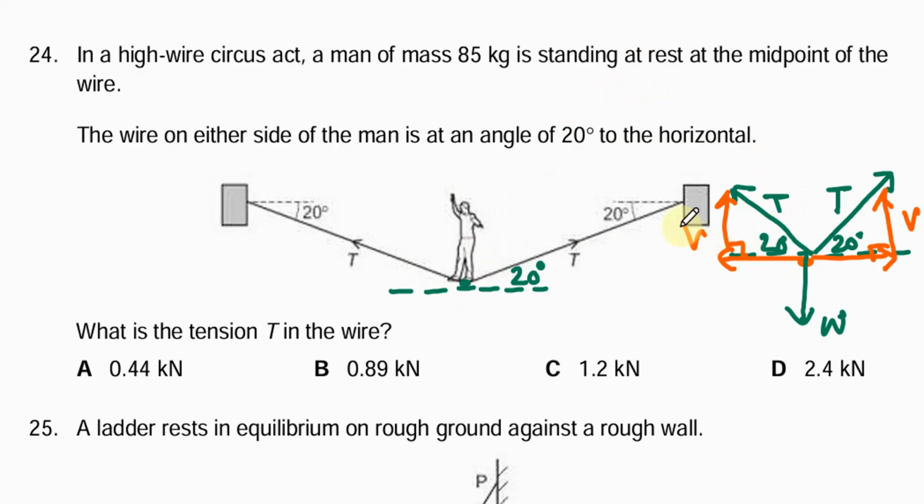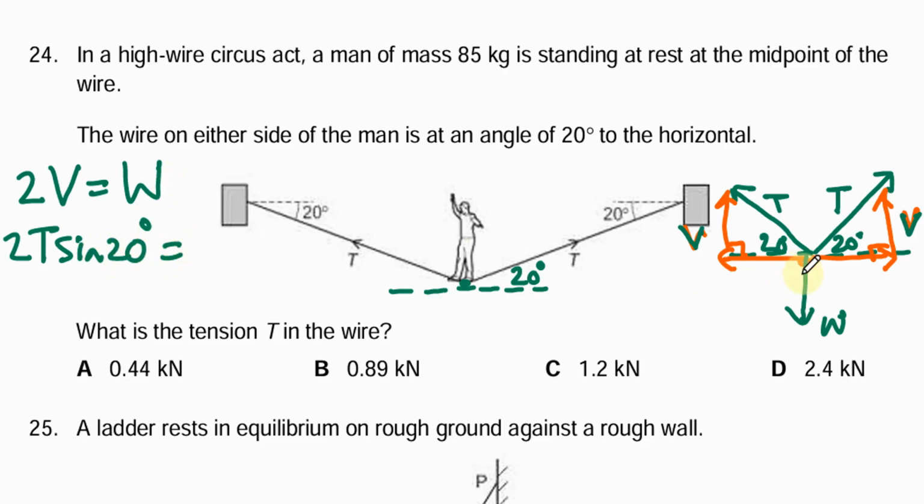So we know that the vertical components here are equal in magnitude. So we can add them, and the sum of the vertical components must equal the weight. So V plus V will give us 2V. This must equal the weight down. Now, what is the vertical component? It's going to be T sine 20. So twice T sine 20 must equal the weight down.